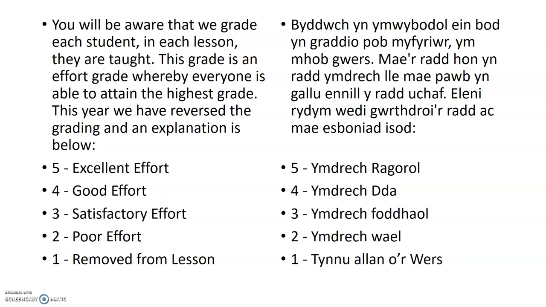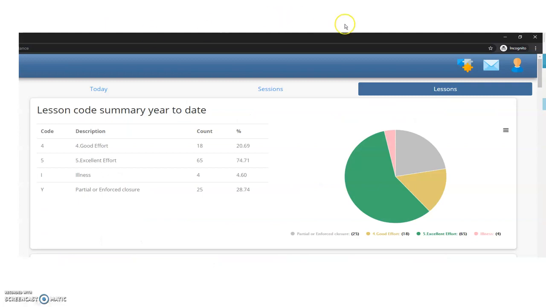So the product does allow you to see, if you click onto lessons, which is just by the side of sessions, how this person's doing. Obviously, we can see that 65 lessons have been excellent and 18 poor. A bit of illness there and partial closure, but it's these numbers that are important. That really does help you understand whether things are going right or not.